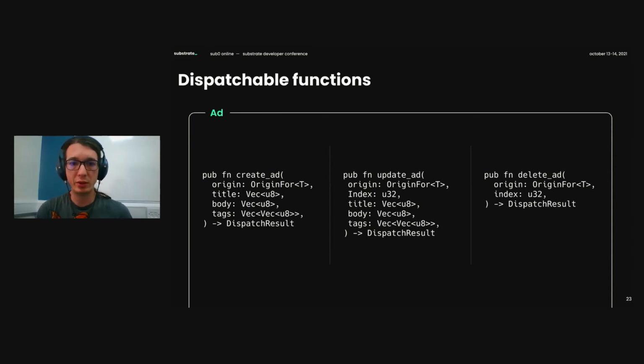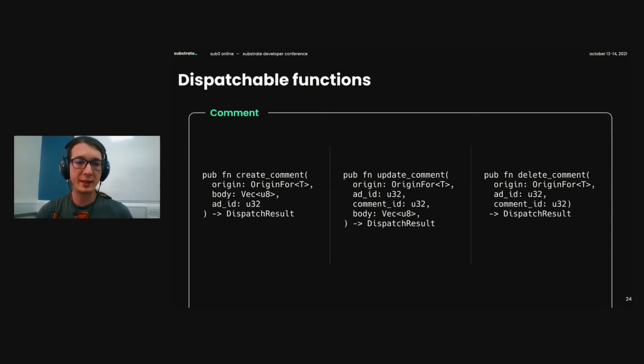Then on to update ad. Update ad contains, as you might imagine, about the same stuff, with the addition of the index that we are updating. And lastly, delete ad contains only the index of the ad we are deleting. We have a similar API for comments. We have a create comment, an update comment, and delete comment. These provide the same functionality, but for comments.